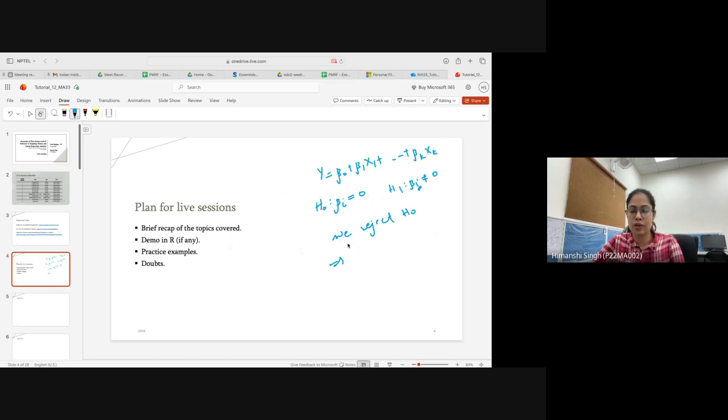And if we do not reject H naught, that implies that particular beta i is 0, and we can drop the explanatory variable whose coefficient we are talking about.